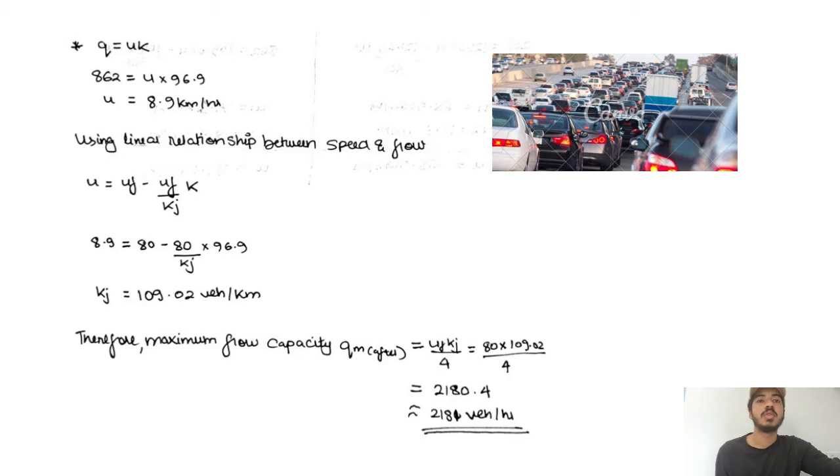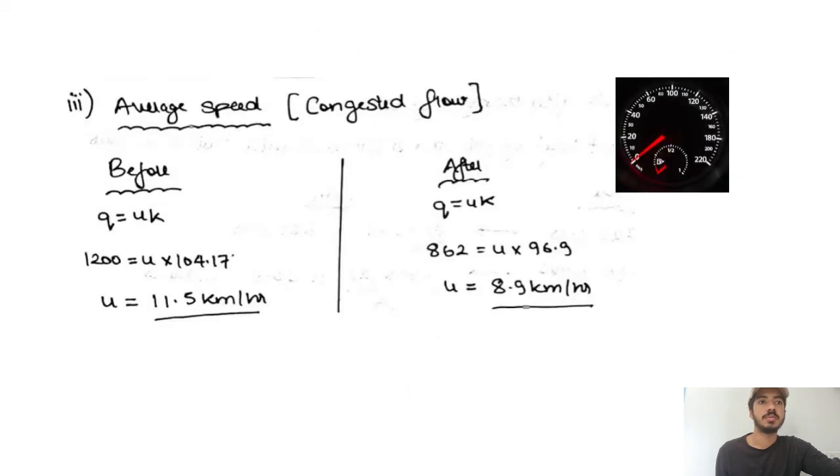Therefore, the maximum flow capacity QM after the transfer of passengers from cars to buses can be calculated as UF multiplied by kj over 4, which is 80 multiplied by 119.02 divided by 4, which is 2180.4, or it can be rounded off to 2181 vehicles per hour. As you can see, the maximum flow capacity has slightly decreased in comparison with the previous scenario, as now there are more buses and they take up more space.